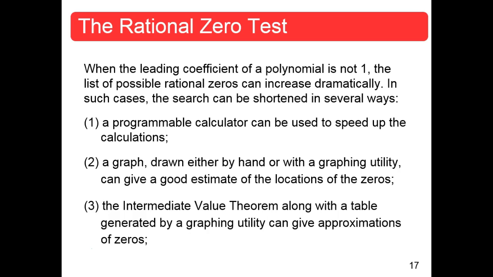A programmable calculator can be used to speed up the calculations. Yeah, but if you have a good enough calculator, you can find your zeros without even doing any of this. A graph drawn either by hand or with a graphing utility can give you a good estimate of the location of the zeros. Yeah, but if you had that, you wouldn't need to look for them. You could find them otherwise. The intermediate value theorem, along with a table generated by a graphing utility, can give approximations of zeros. So all this depends on having fancy calculators. Yeah, so these work. Are there a couple more? It looks like there should be at least one because they have a semicolon there.